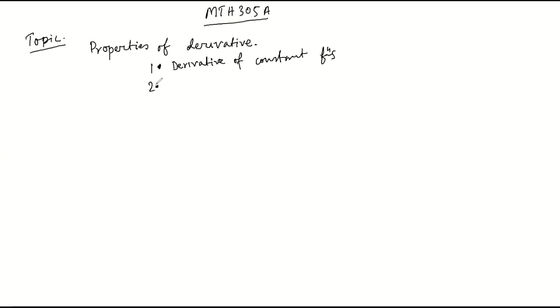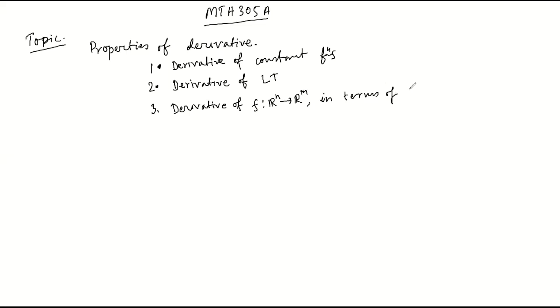The second sub item is derivative of linear transformations. And third, we express the derivative of a function in terms of its component functions. So the derivative of f, a function from, let's say, Rn to Rm. Here instead of Rn, you can take some open subset of Rn also.